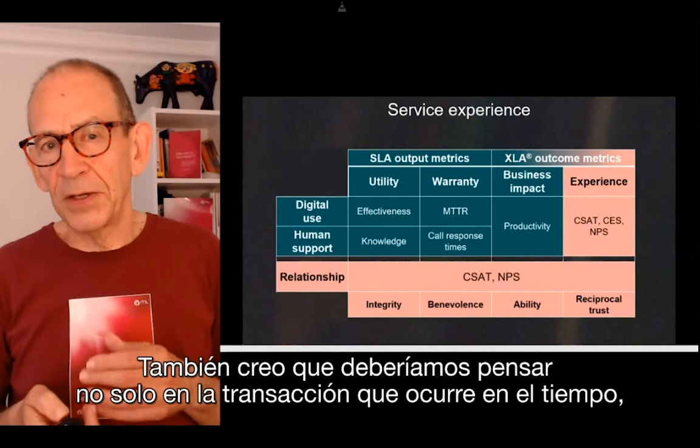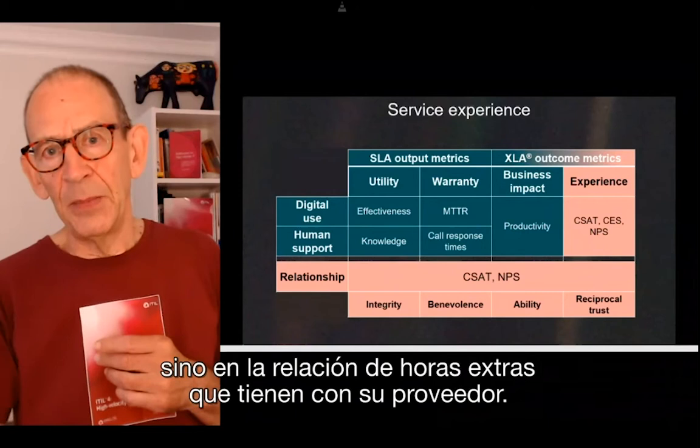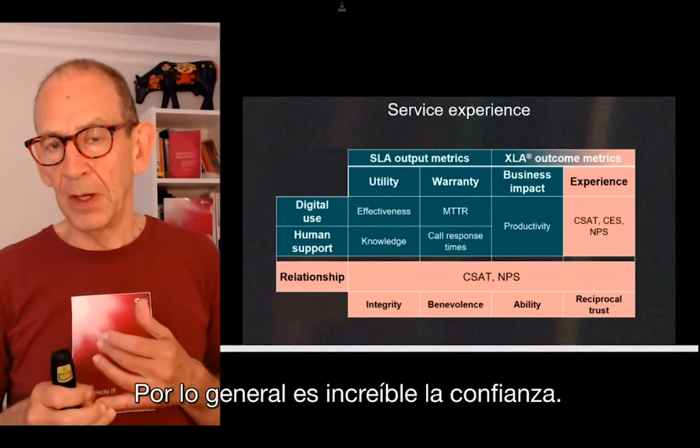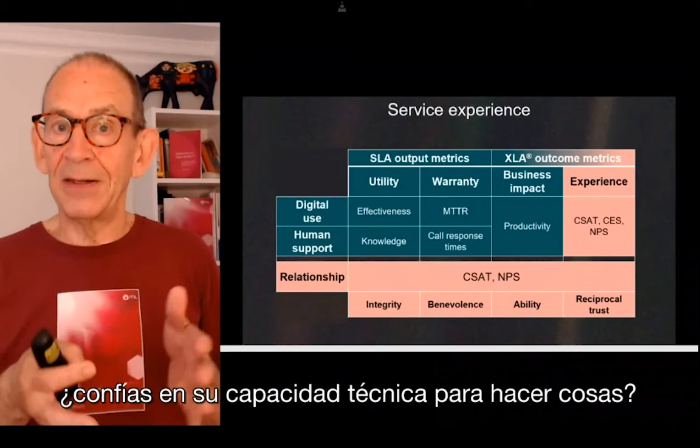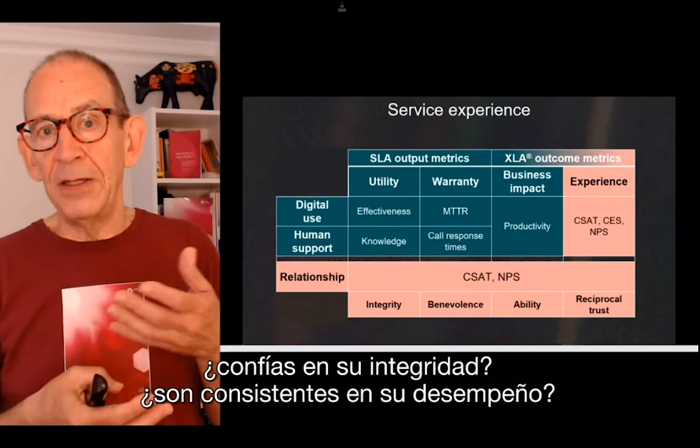Also, I think we should be thinking not only about the transaction which happens in time, but the over-time relationship that you have with your provider. And it boils down to trust. Do you trust their technical ability to do stuff? Do you trust their integrity? Are they consistent in their performance?